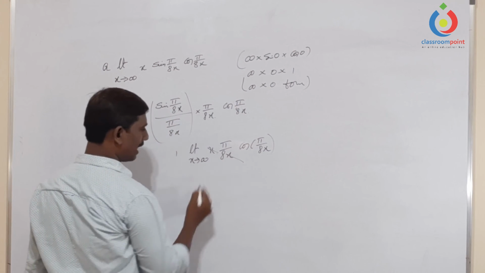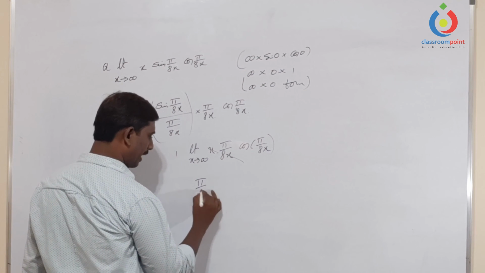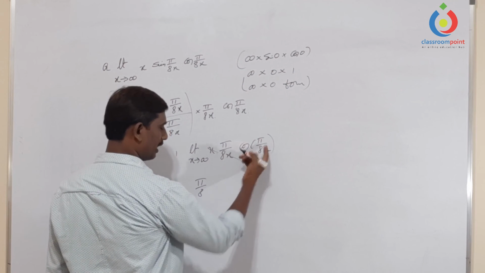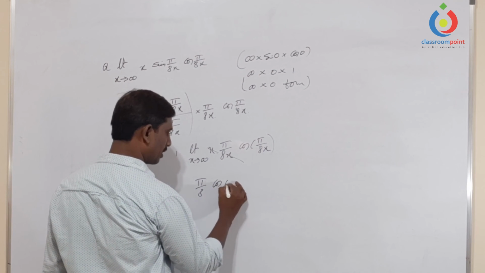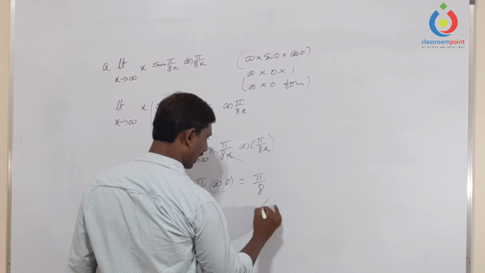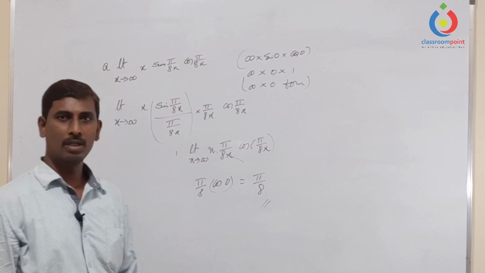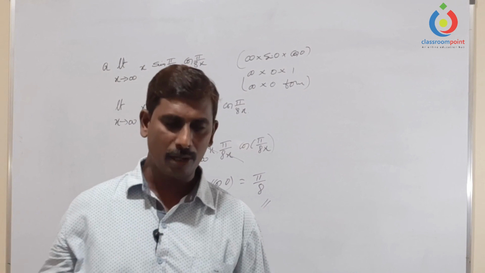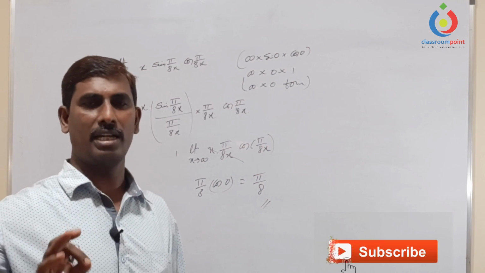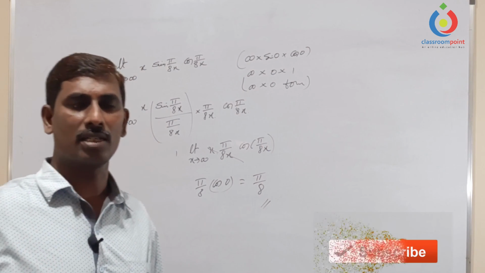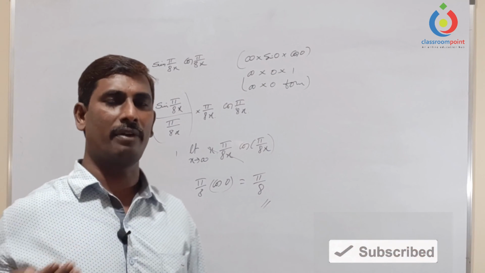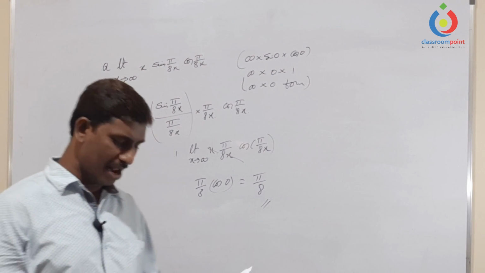Here x will cancel, then automatically pi by 8 keep outside, limit x tends to infinity of cos of pi by 8x. This is pi by 8x as x goes to infinity, so it means cos 0, and cos 0 value is 1. The answer is pi by 8 only. Remember, when we get infinity into 0 form, take any value in the denominator. Sir, we don't have any value? Then multiply and divide with that value, whatever you need.